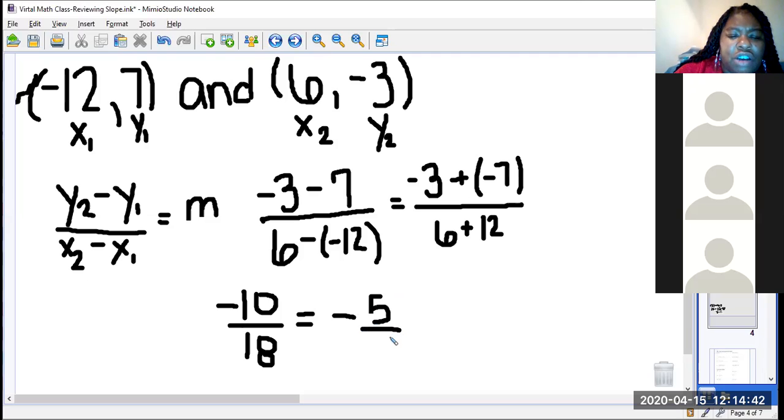So this lets me know that my line is going to, what is my line going to look like with this slope? A negative. Yep. So it's going to go down. It's going to look like that.